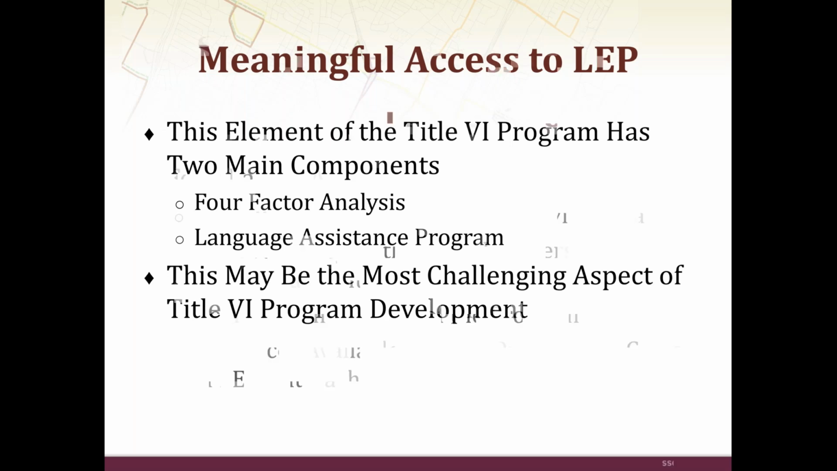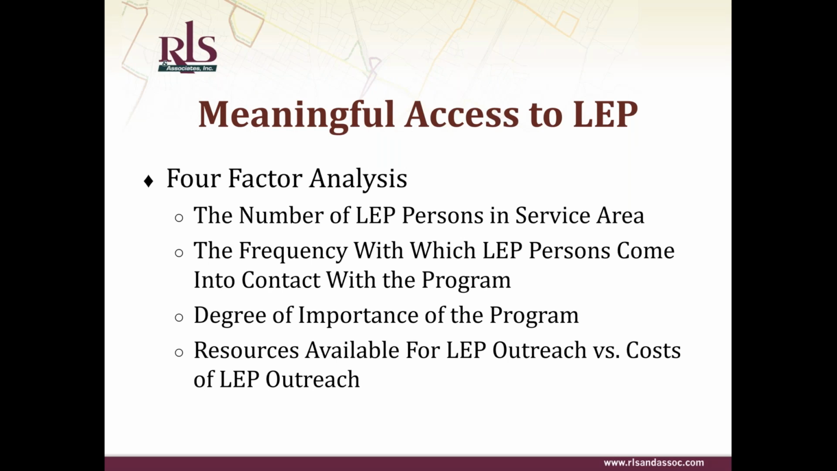For the four-factor analysis, I've seen these in a lot of different forms. Sometimes it's as simple as one or two pages, and other times it's appendices of demographic data. Basically, first of all, you look at the number of LEP persons in your service area, specifically broken down by language. Limited English proficiency persons are people who speak English less than very well. That's the definition.